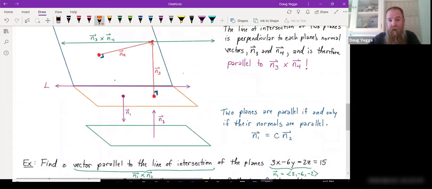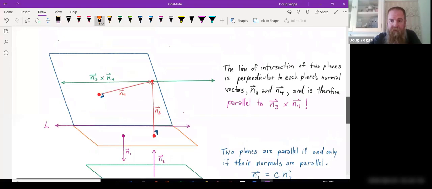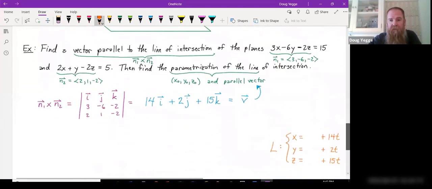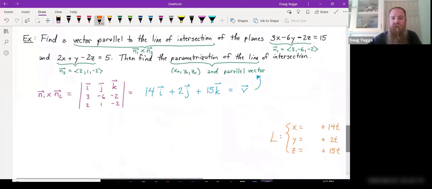So what we do know are the two planes. We know the equation for the blue plane and the equation for the orange plane, but we don't know any points that actually lie on the line itself. So the way that we could find that is just by setting one of the coordinates equal to 0. Maybe we set the z component to 0, or we set the y component to 0, and then we solve.